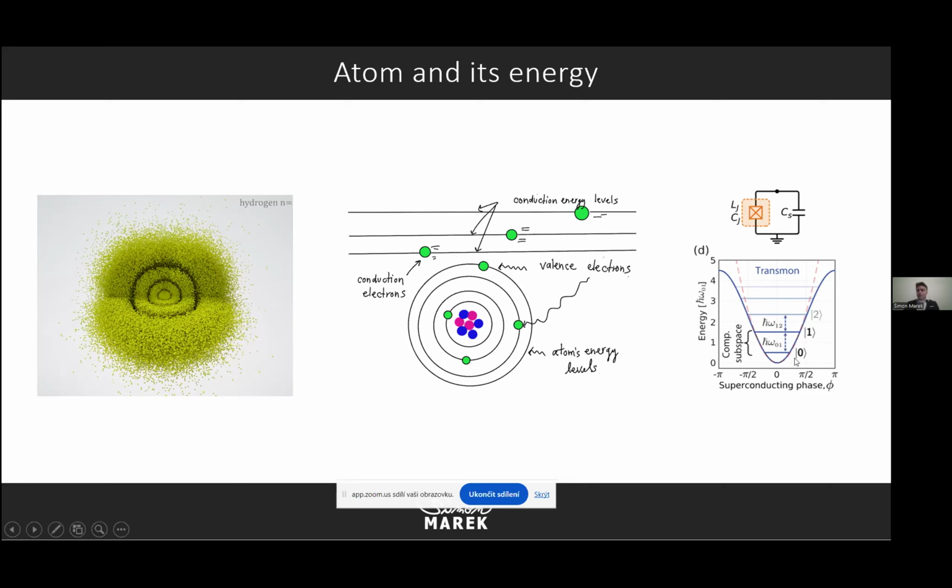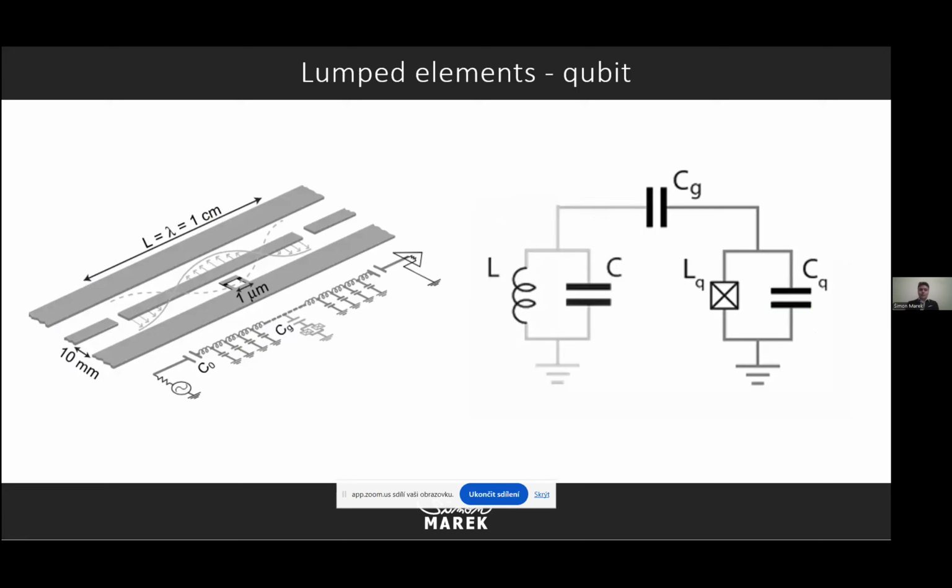So there are states: the first state is here, the second state is here, and then there are other states, and there is an effective spacing, which requires you to put in energy to put it onto another state.